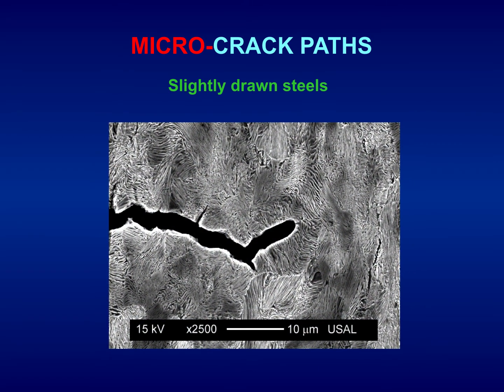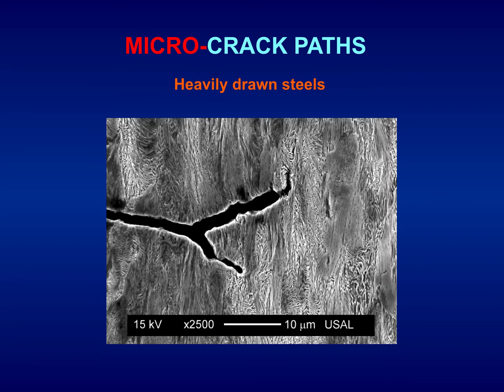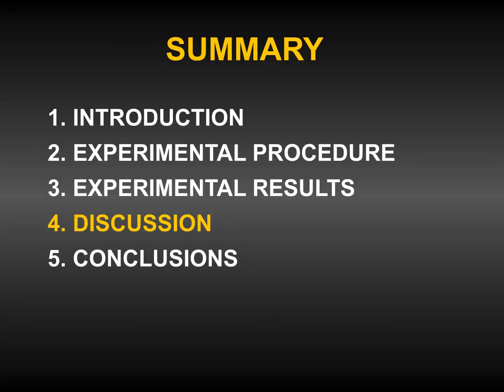Here we observe the microcrack paths in slightly drawn steels, with certain branches and bifurcations, and with regard to heavily drawn steels, the microcrack paths exhibit also crack branching, bifurcation, and local deflection.